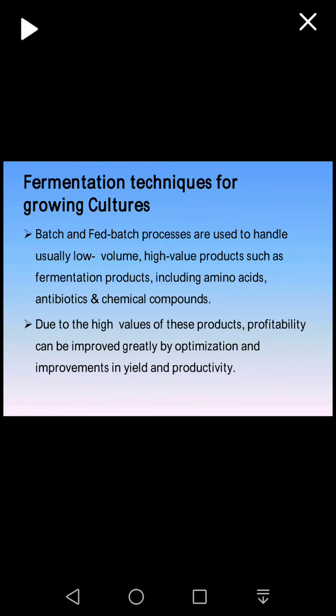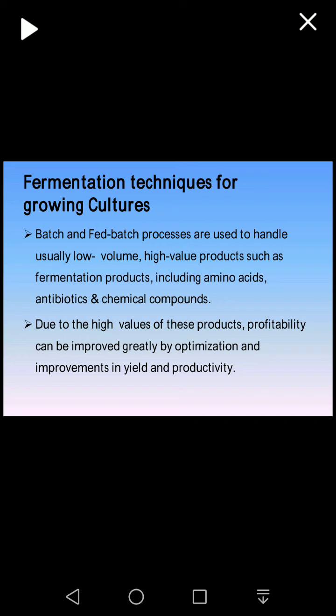So batch and fed batch processes are usually used to handle low volume, high value products such as fermentation products including amino acids, antibiotics and chemical compounds. You can see that in the batch mode and fed batch mode techniques of the fermentation process, you are basically using a low volume. It means that within the fermenter the volume is low, and the products are high value, which means that the product you are getting as a result of the fermentation process is very important. For example, antibiotics, chemical compounds like citric acid, acetic acid, and amino acids. You know that amino acids are very important. They are given as a supplement to people who have a deficiency of certain amino acids.